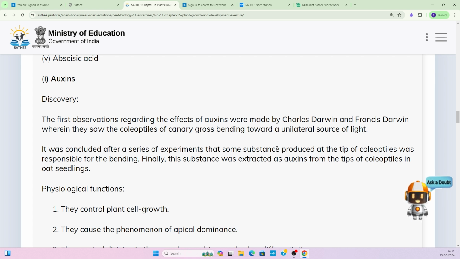And it was concluded after a series of experiments that some substances are produced at the tip of the coleoptile that was responsible for the bending of the coleoptile. And finally, this substance was extracted from this coleoptile and called auxin, right?